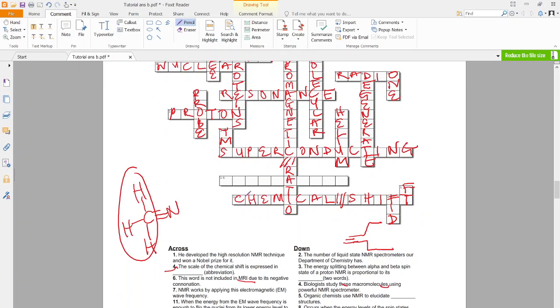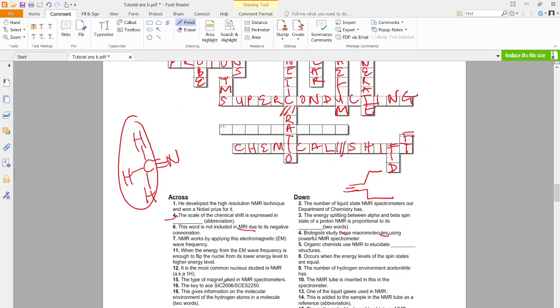All right, what is the key to ace this class? What's the key to ace this class? So what's the answer for number 16 here? What do you think?